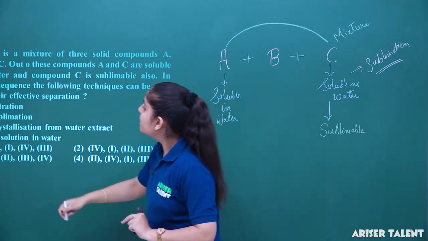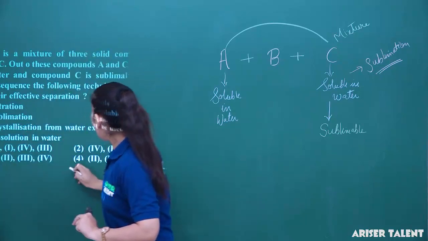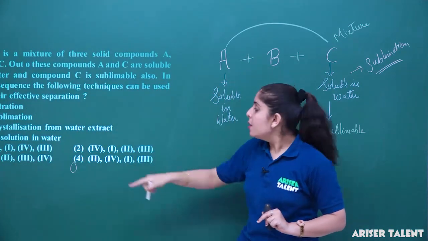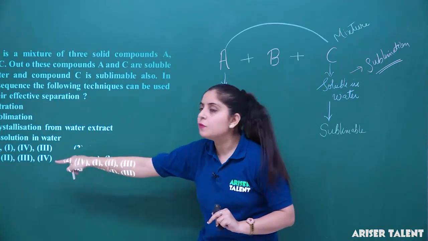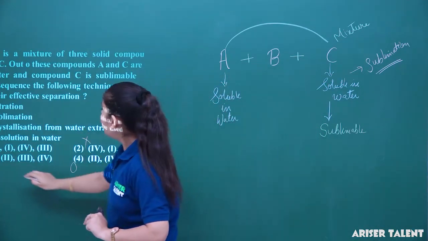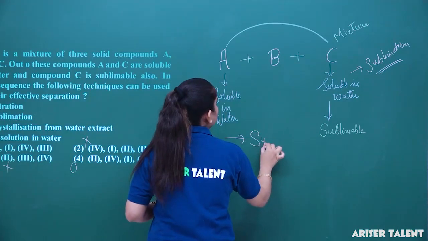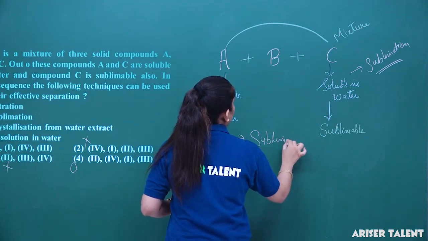So the correct answer will be either the first or the fourth option. Why am I saying that the correct option will be 1 or 4? Because in options 2 and 3 you have been given the sequences starting with 4 and 1. So these will not be our answers. The first step we will perform will be sublimation.